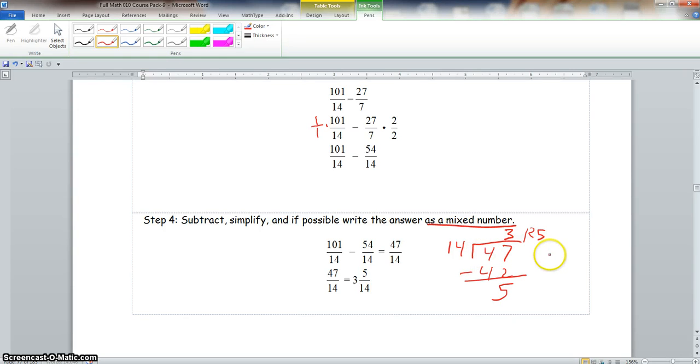Now, when you write your final answer, this 3, all of the digits in front of the remainder, will be your integer. It's only one digit, which is 3. Your denominator still stays 14, and your remainder is your numerator. And that is how they got 3 and 5 14ths.